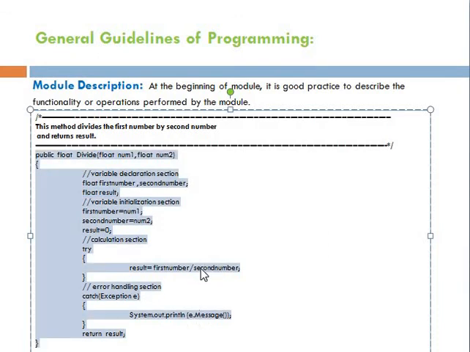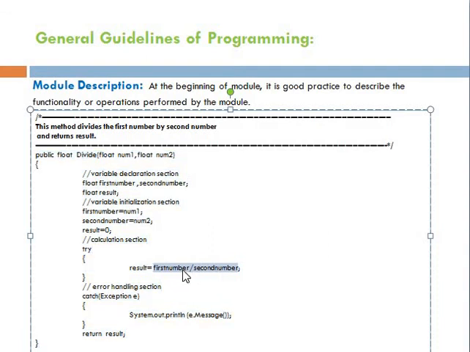Now the logic of this entire piece of Java code is such that the value of the first number has to be divided by the second number, and then the final value should get stored into this variable called result. And that's why I have indicated the logic of this program by giving a module description at the very beginning using a multi-line comment. The module description says this method divides the first number by second number and returns result.